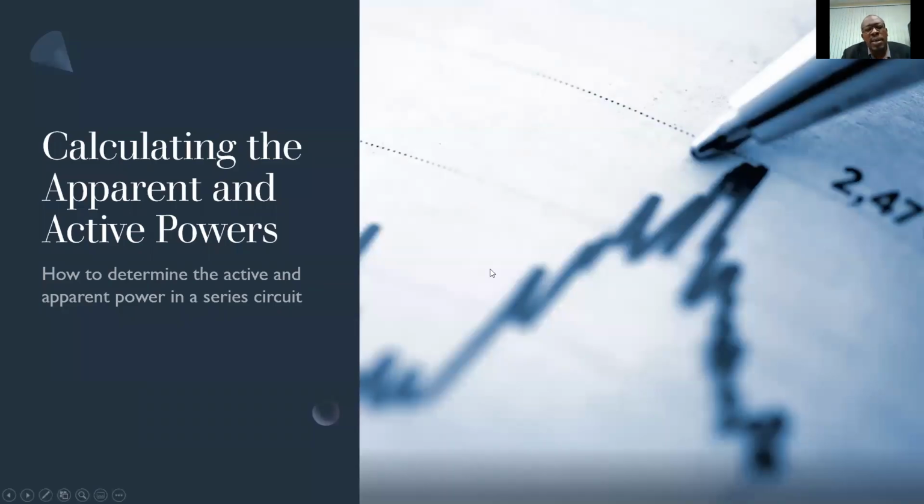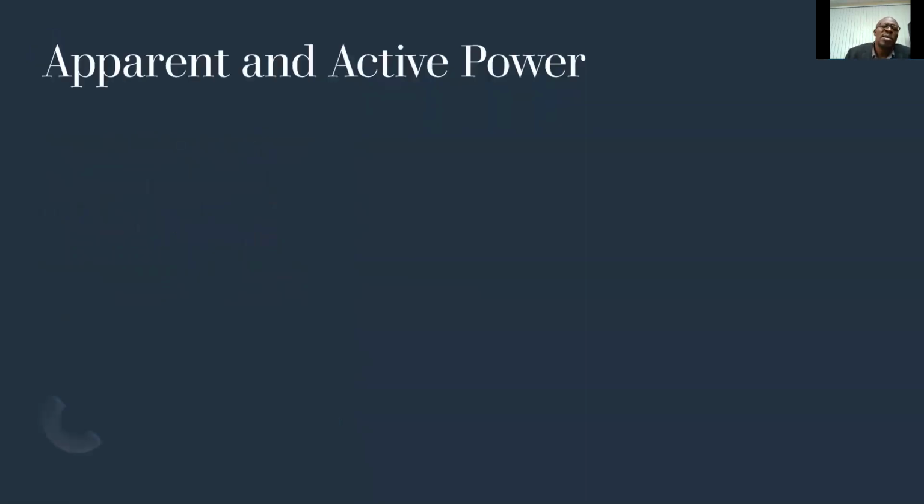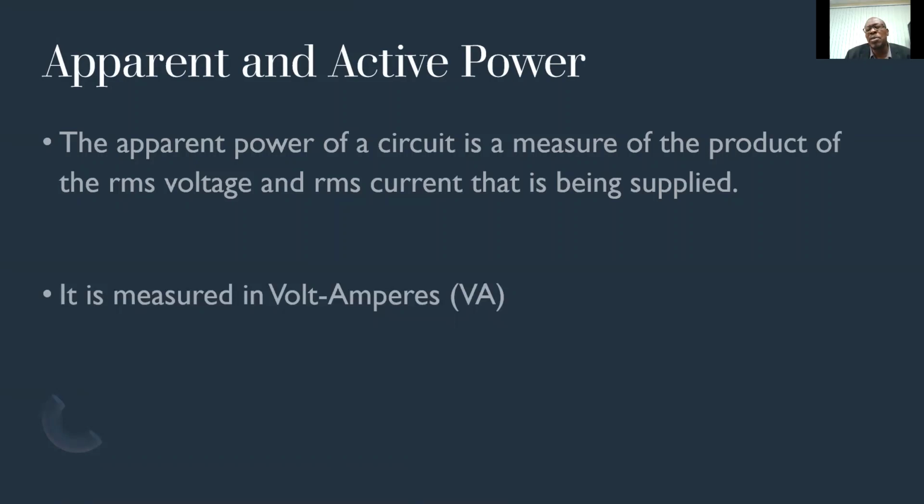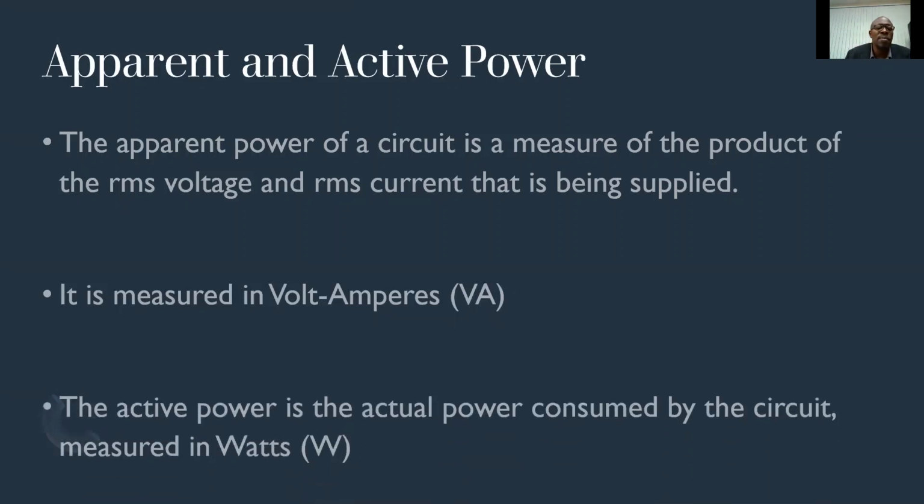Today we'll be looking at calculating the apparent and active powers in a circuit. This is a quick refresher. The apparent power of a circuit is a measure of the product of the RMS voltage and RMS current that is being supplied to the circuit. The apparent power is measured in volt amperes, while the active power, sometimes referred to as the true power, is the actual power consumed by the circuit, and this power is measured in watts.